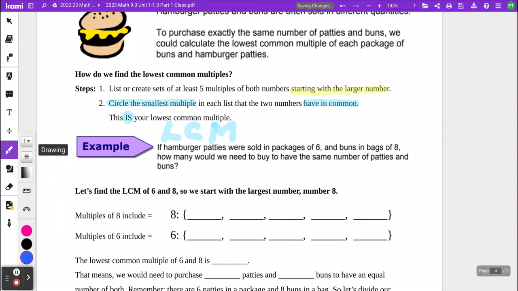All right, so here's this example about our hamburger patties and our buns. The patties are sold in packages of 6, but the buns are in packages of 8.